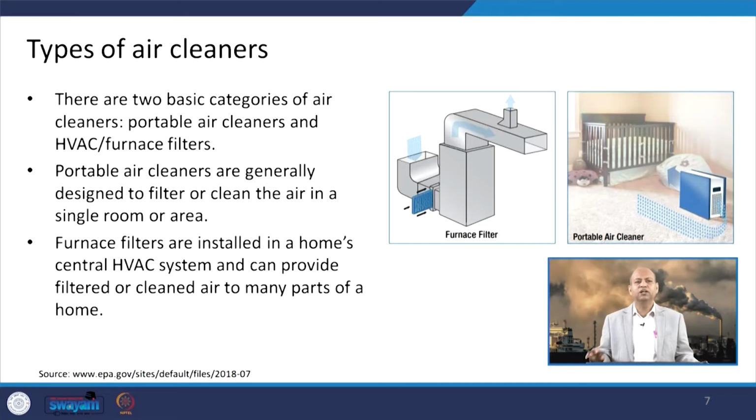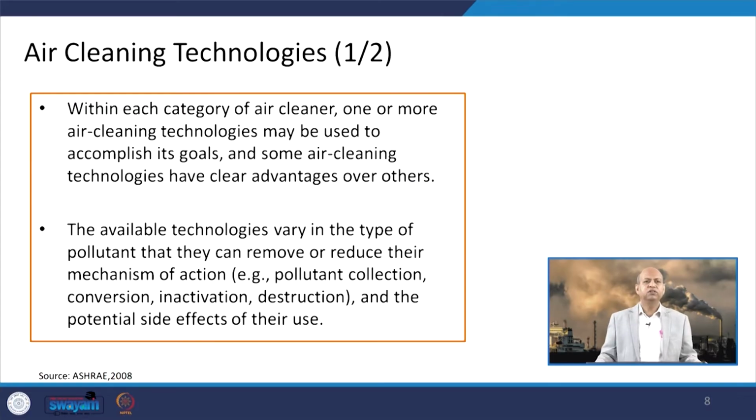Well, there are two basic categories of air cleaners: portable air cleaners and HVAC, heating, ventilation and air conditioning, at the furnaces and other locations. Portable air cleaners are generally used where you have a filter mechanism which sucks air and then passes it through after capturing particulate matter, etc. Furnace filters are there in occupational spaces in the factories, etc. So, those HVAC systems can also be used, and within each category of air cleaners one or more air cleaning technologies may be used to accomplish the aims of better air quality, right.